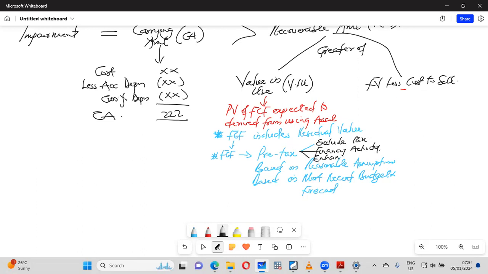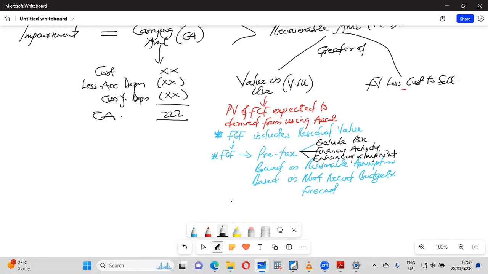Because we want you to give us the value from using the asset as it is. So take note of that. It's not that you are going to do some body works on the car and the cash flows will change. No, we want it as it is. So it excludes tax, it excludes financing activity, and it excludes any improvement.